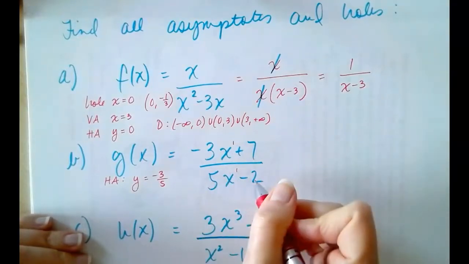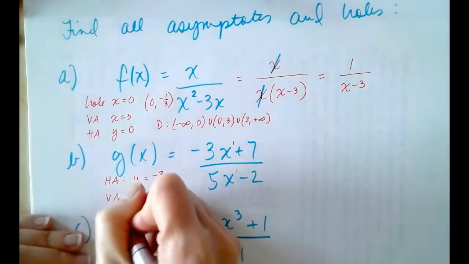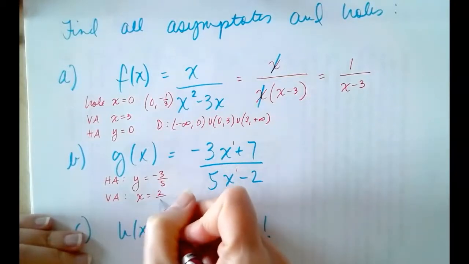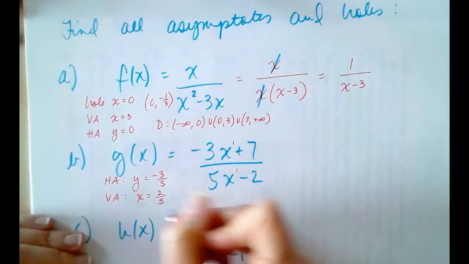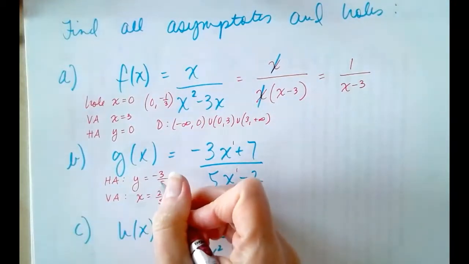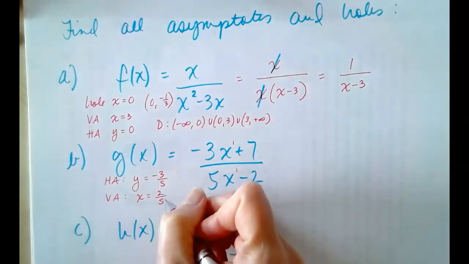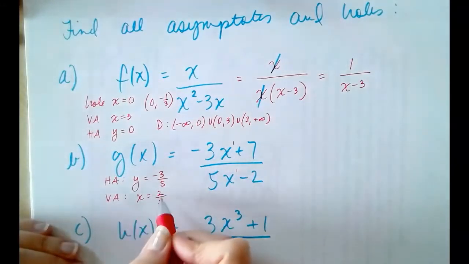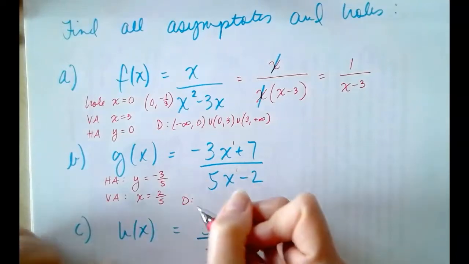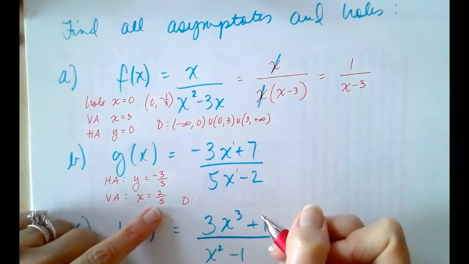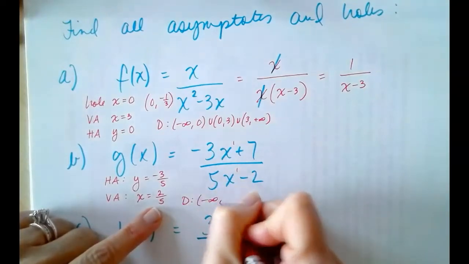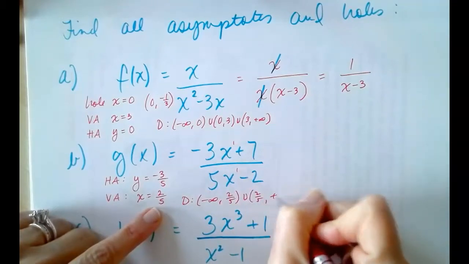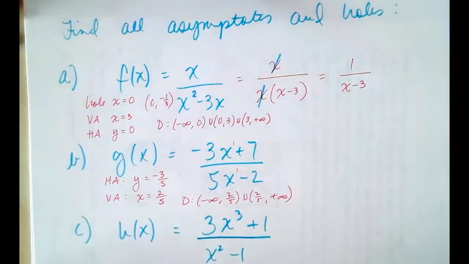A vertical asymptote, set that denominator equal to 0. We have a vertical asymptote at positive 2/5. Remember, these are horizontal lines and vertical lines. Write them as an equation. We only have one vertical asymptote, so our domain will be all real numbers except 2/5. So negative infinity to 2/5, union 2/5 to positive infinity.